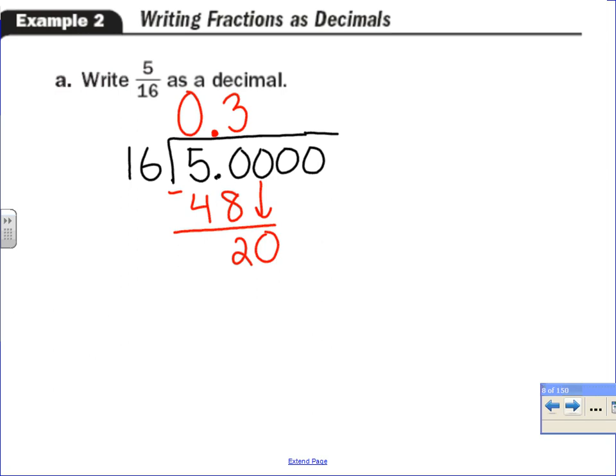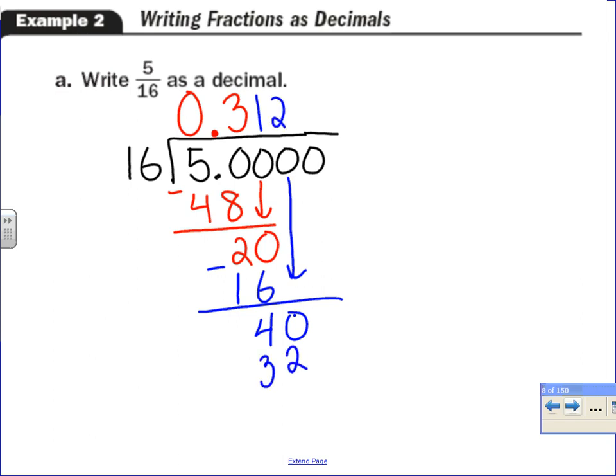Okay. 16 goes into 20. Charles, how many times? Good. Very good. I'm glad you sound like that's very easy. 16 times 1 is 16. Subtract it. 20 minus 16 is 4. Drop down the 0. 16 goes into 40 how many times? Briar? Good. Twice. 16 times 2 is 32. Okay. 40 minus 32 is 8.